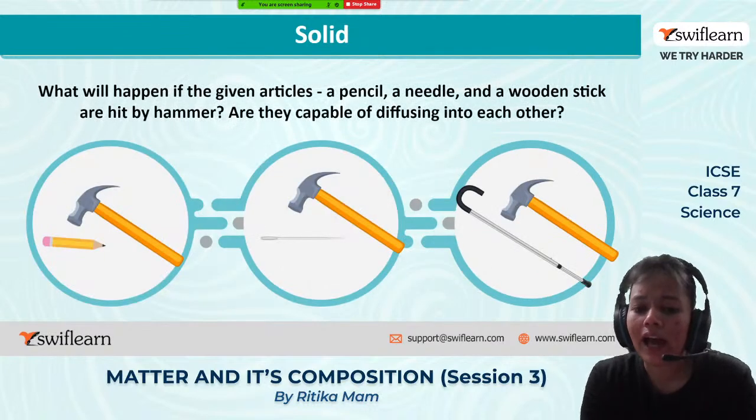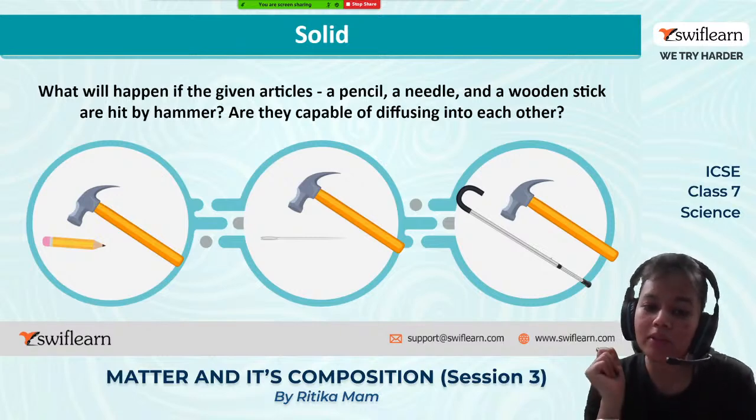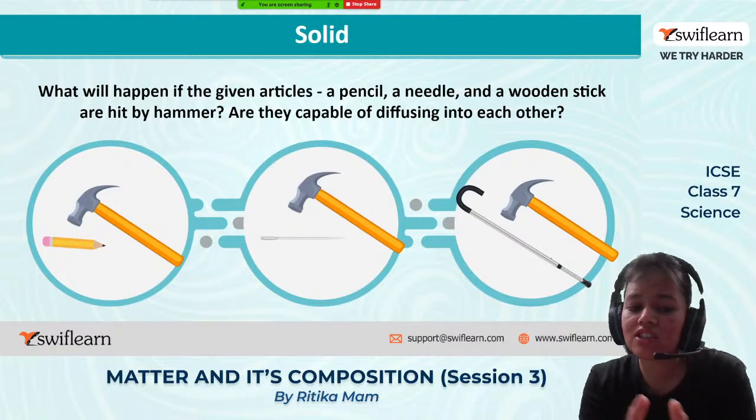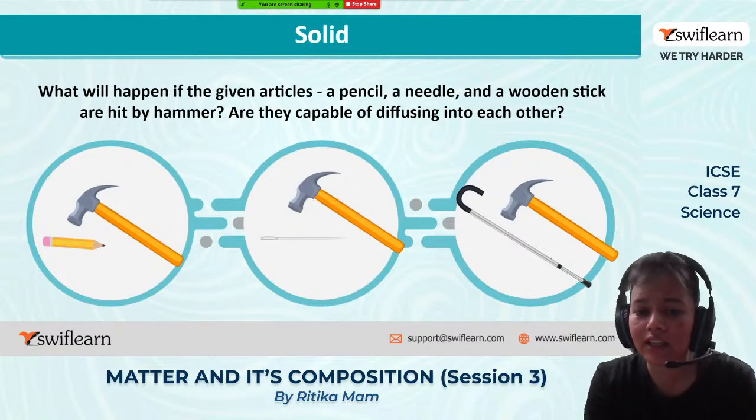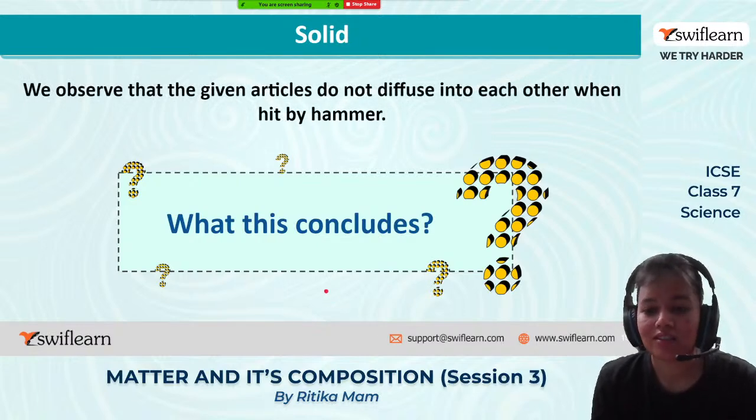Now, what will happen if we hit a pencil, needle or a wooden stick with a hammer? अगर हम उसे हैमर से बीट करते हैं तो उस पर क्या रिएक्शन होता है? Are we able to change the shape of the pencil, needle or anything? No. We cannot change the shape.